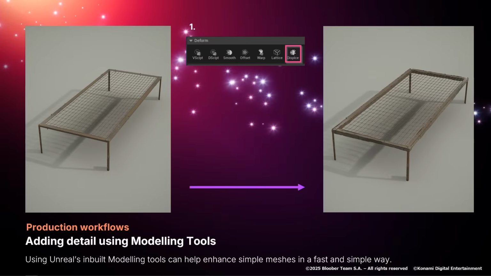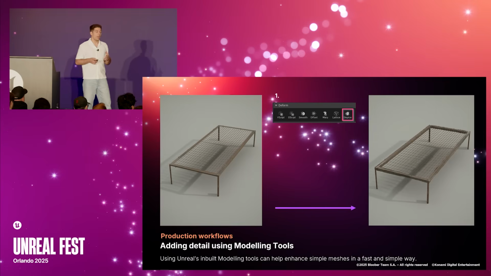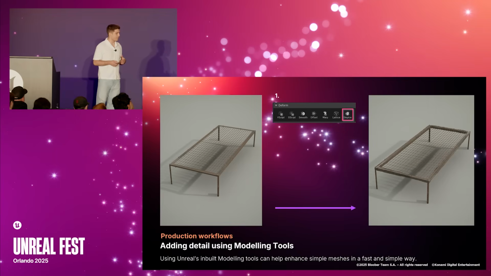So we can quickly achieve this sort of effect by using the displacement modifiers in the modeling toolkit. It's not a massive change, but you can see how much the lighting reacts to this asset differently now. We start seeing some nice different lighting reflections, and it starts looking a little bit more like the references that we saw previously.